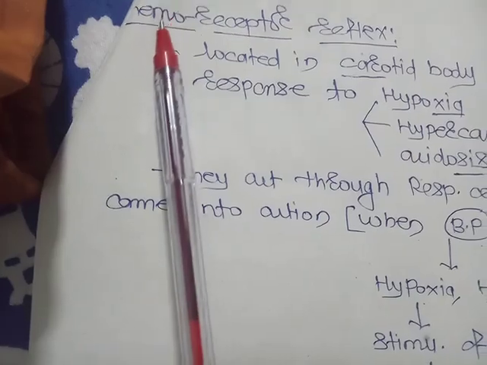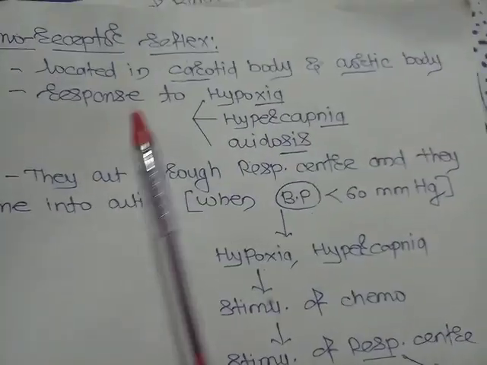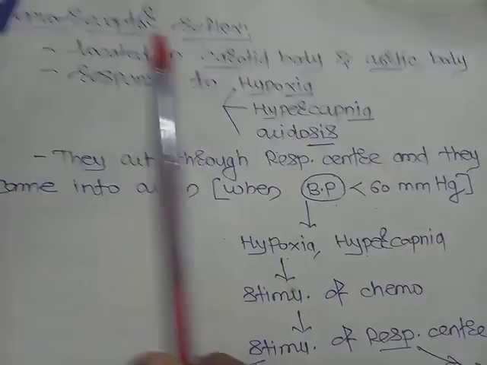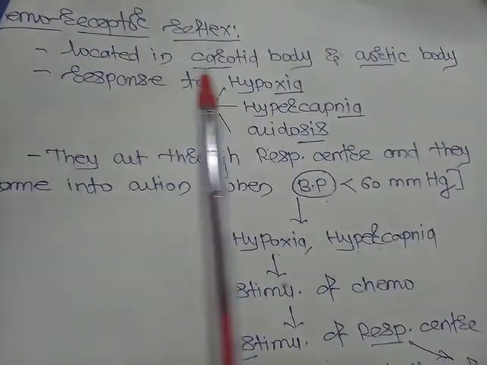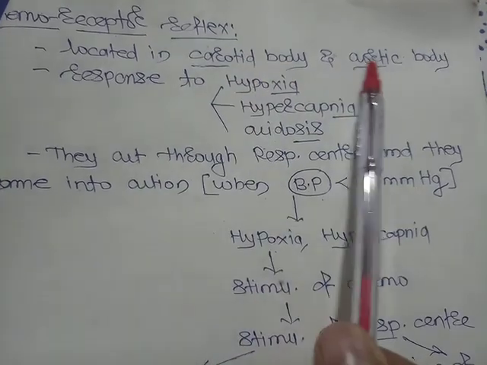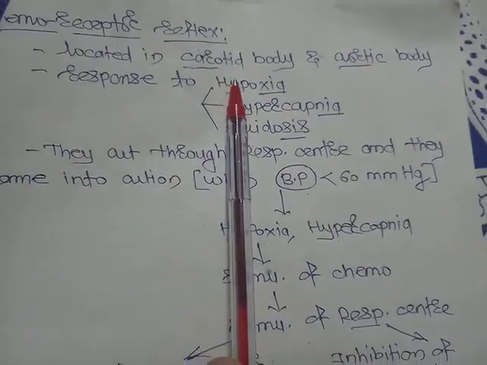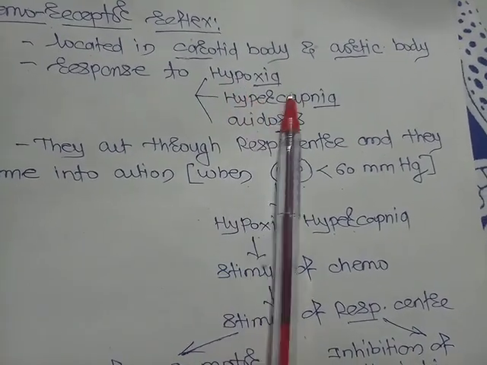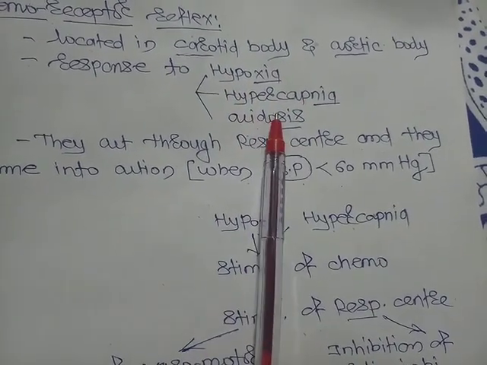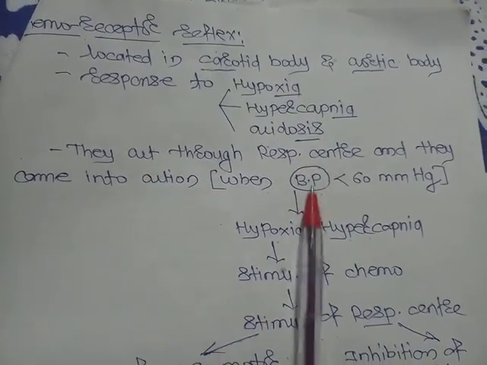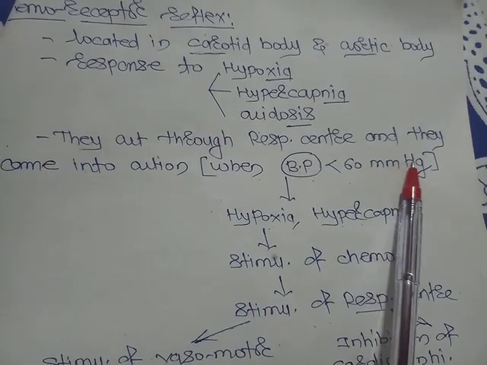Now the chemoreceptor reflex. The chemoreceptors are located in the carotid body and aortic body. When the chemoreceptor reflex comes into action, whenever there is hypoxia, hypercapnia or acidosis, they act through the respiratory center, and they come into action when blood pressure is less than 60 mm of mercury.